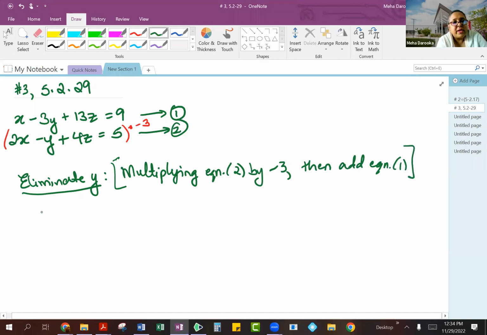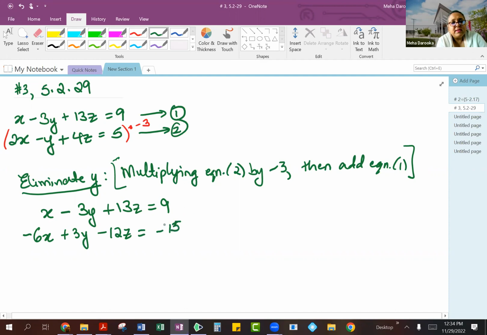Alrighty. So equation 1 will stay the same, x minus 3y plus 13z equals 9. And then let's see, this guy will end up becoming -3. So that would be what? -6x. Negative would become +3y, which is what we wanted. -3 and +4 will give us negative, what is that, 12z. And then -15 on the other side. All right, now we are ready to add these guys together.